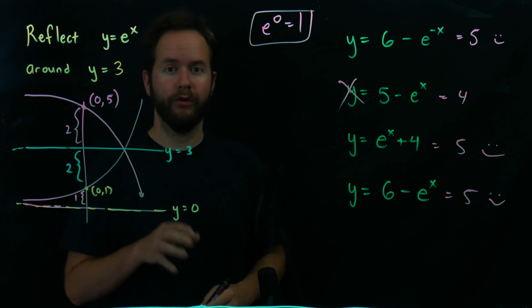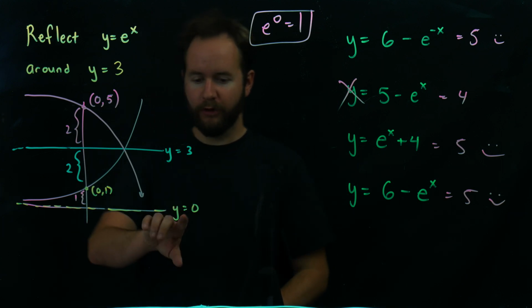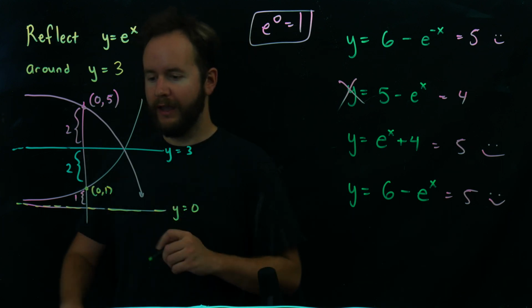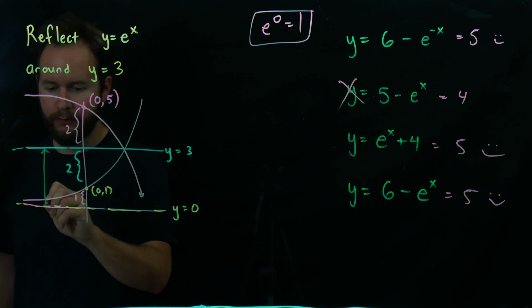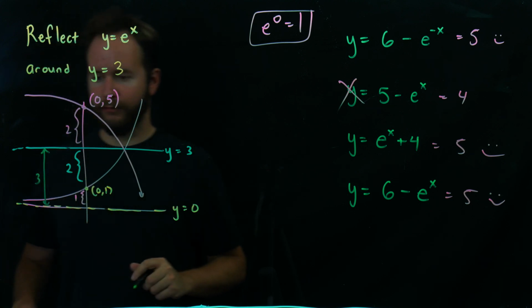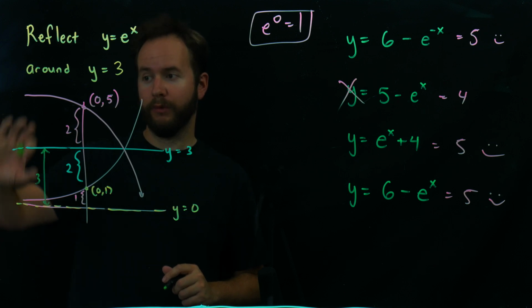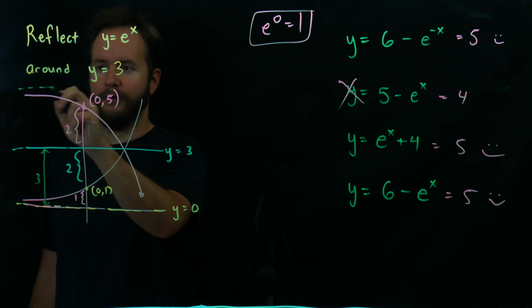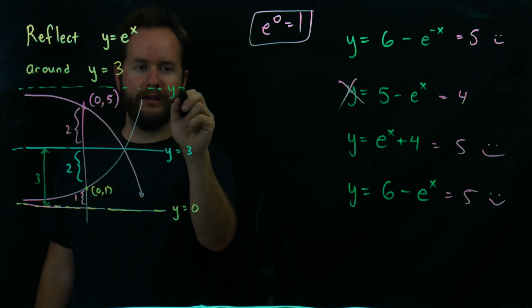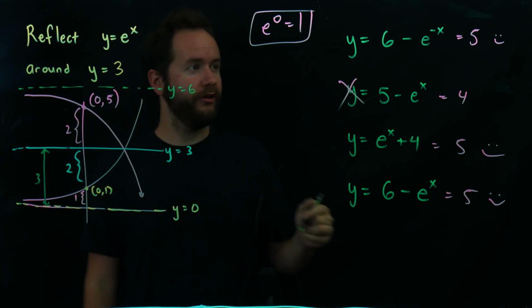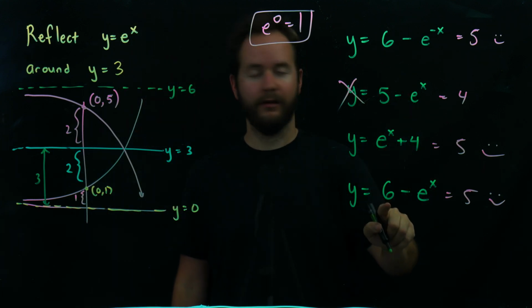We also need to track the horizontal asymptote. So the horizontal asymptote previously was here at y equals 0. Now it's going to move. We know this distance is 3, so it's going to wind up 3 units above the line of reflection, up here at y equals 6. With that in mind, we should expect some sort of plus 6 on our equation.